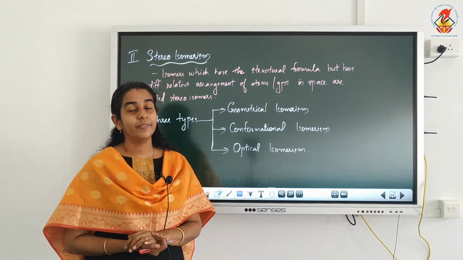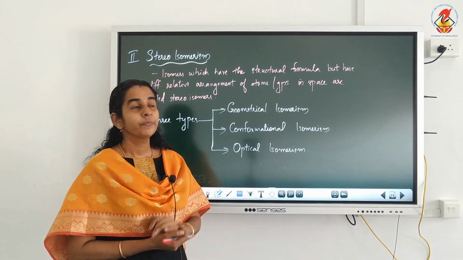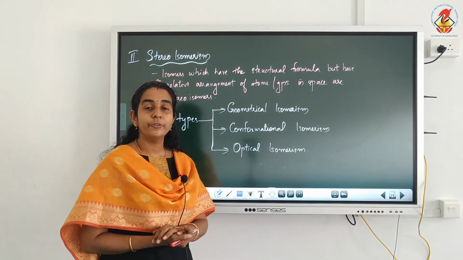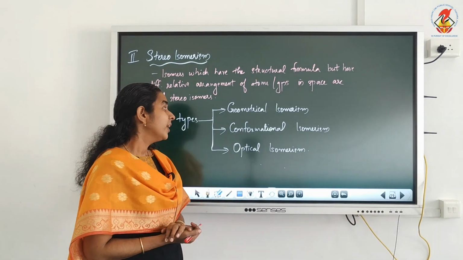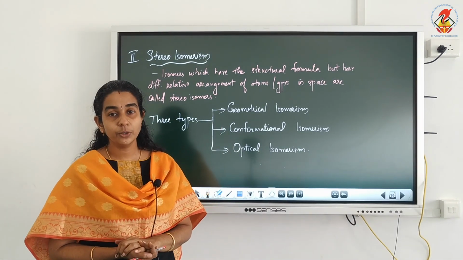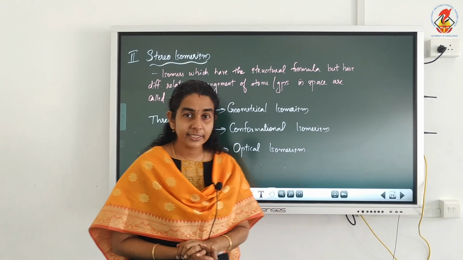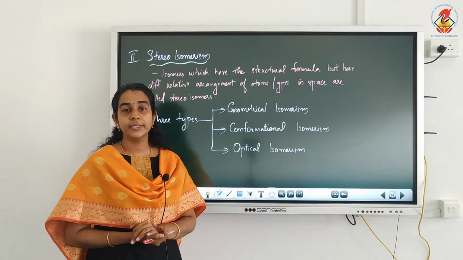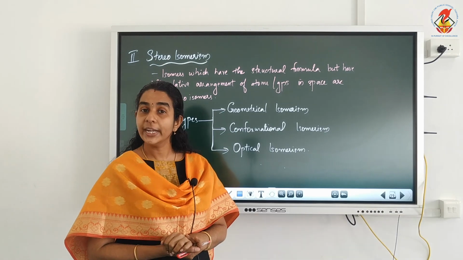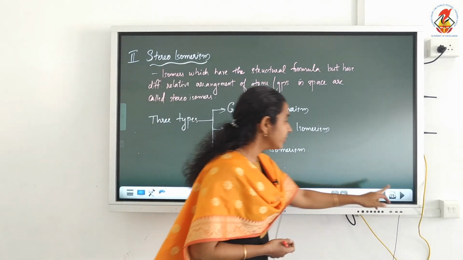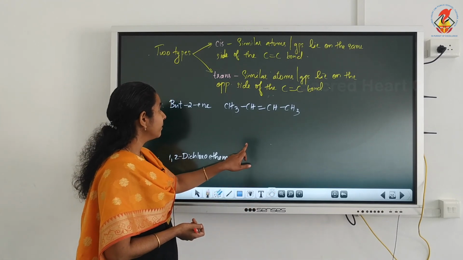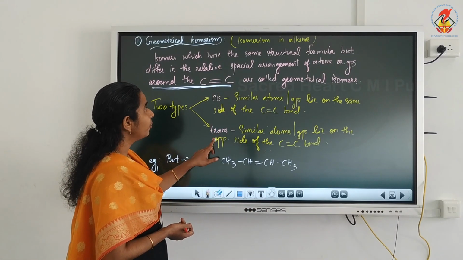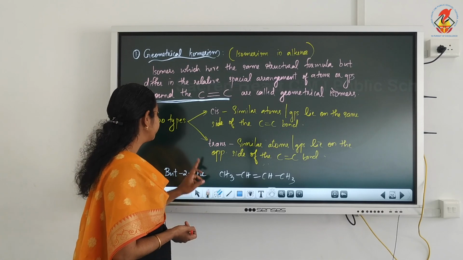Optical isomerism we will study only in class 12. Geometrical isomerism and conformational isomerism we will study now. Among these two, conformational isomerism is the isomerism present in alkanes, and geometrical isomerism is the isomerism exhibited only by alkenes. So first we will see the geometrical isomerism, which is exhibited only by alkenes.